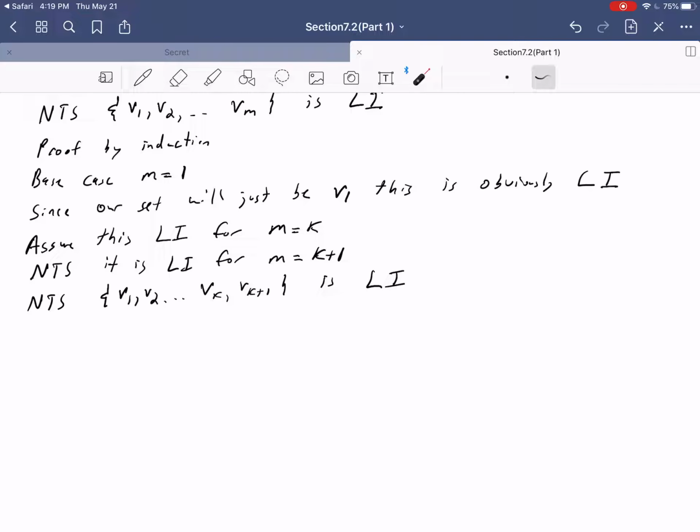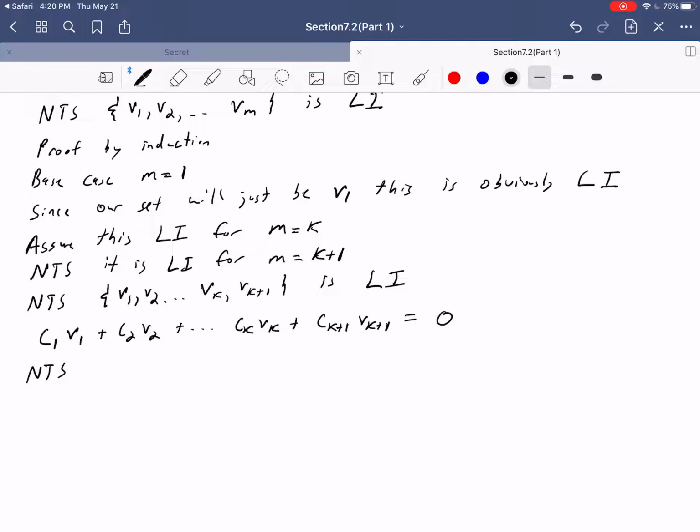If you think about how you show things are linearly independent, we think about this equation: c1v1 plus c2v2 plus dot dot dot ckvk plus ck plus 1 vk plus 1 equals 0. And now what we need to show is that c1 equals c2 equals ck equals ck plus 1 equals 0. Because remember, the definition of being linearly independent is that the only way you can take a linear combination and get the zero vector is if all the coefficients are 0.